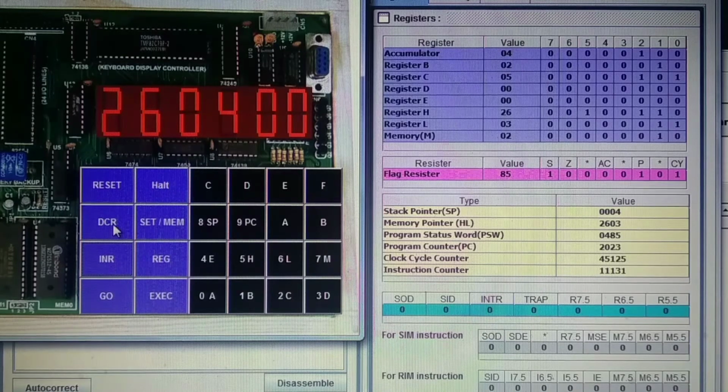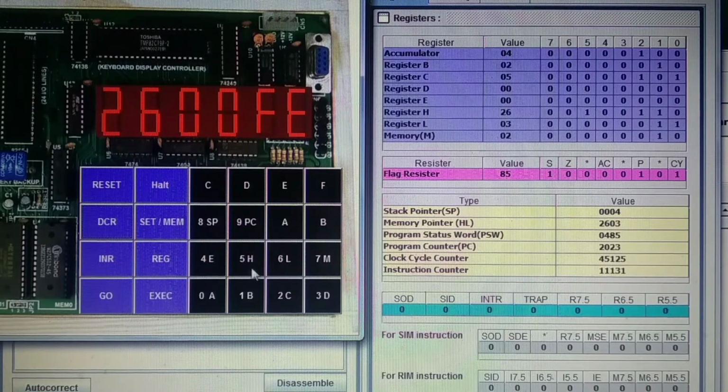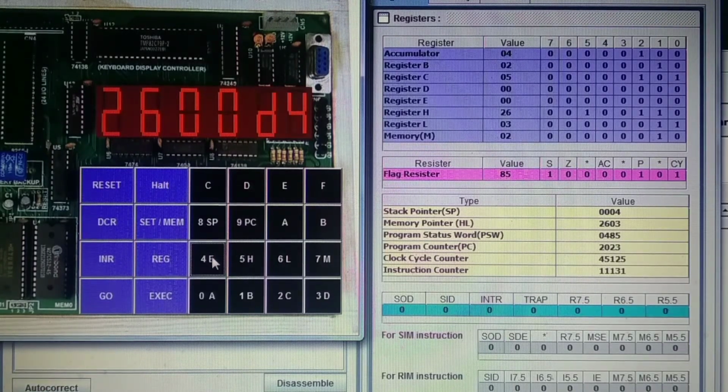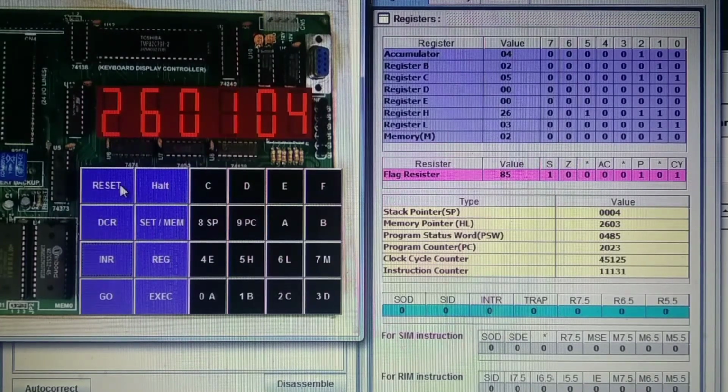If we change the number here, the result also changes. I will change the number. Instead of FE, we will take the number D4. And now execute the program. Reset, go 2000, execute. You will get the result.